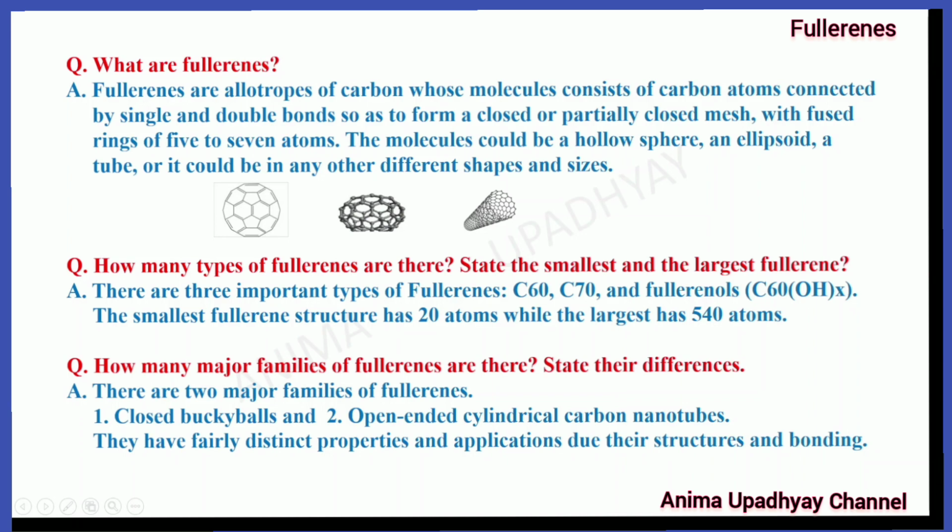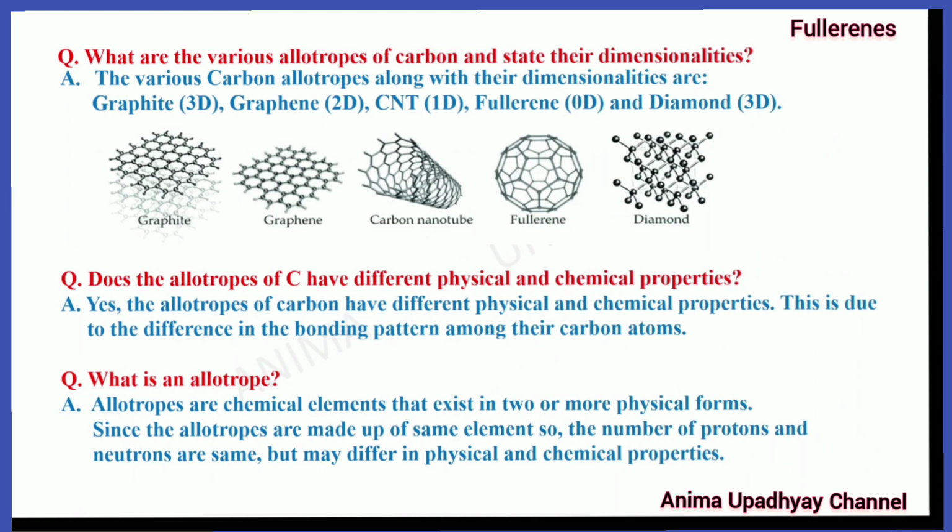How many major families of fullerenes are there? State the differences. There are two major families of fullerenes. One is the closed buckyballs and the second is the open-ended cylindrical carbon nanotubes. They have fairly distinct properties and applications due to their structures and bonding. So now we know what fullerenes are, their types, the number of atoms present in fullerene molecules, and also the major families. So now let's discuss the various allotropes of carbon and their dimensionalities.